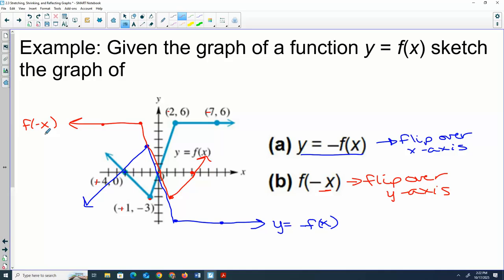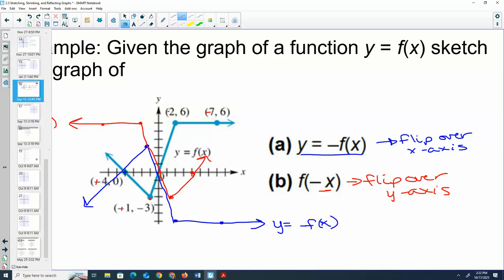Alright, so the first one. I'm just going to walk through the first one, then I want you guys to work with a partner to try to figure out the next few, and then we'll check them.